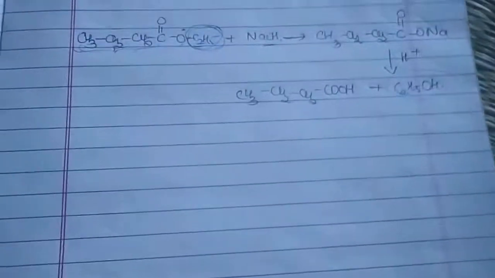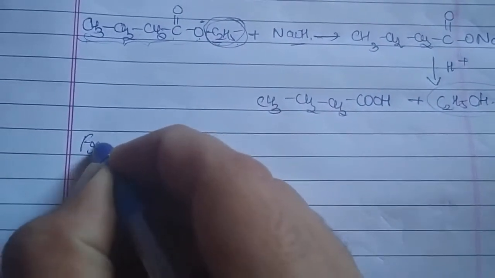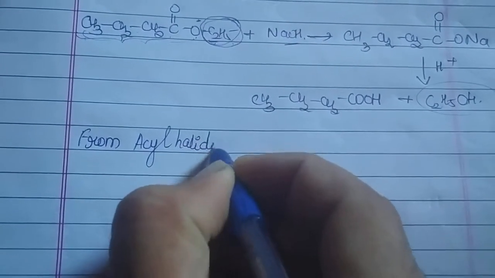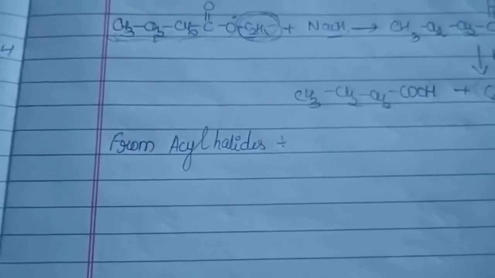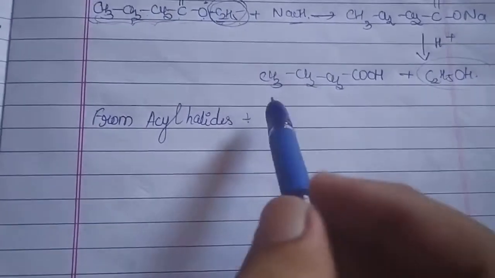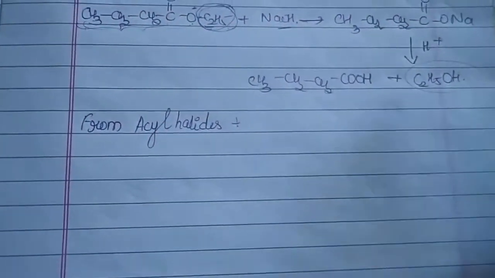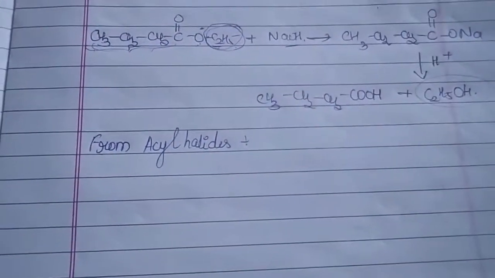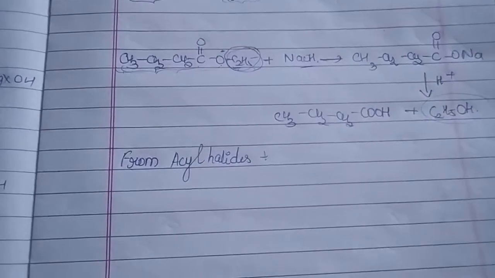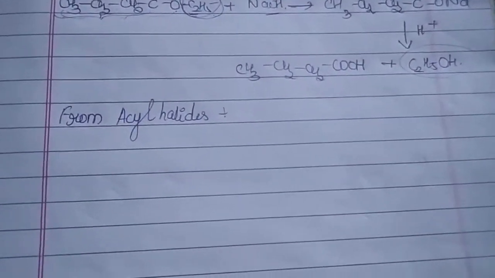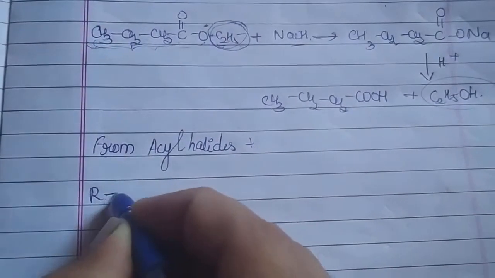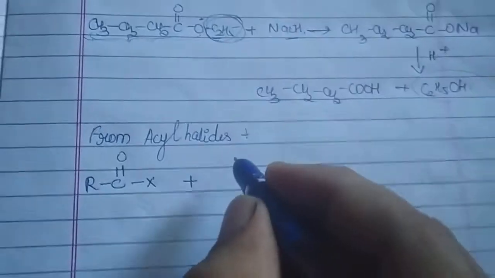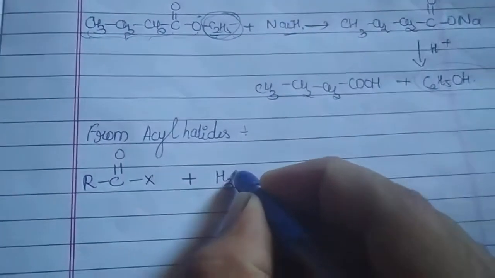So the next important method we are going to see is from acyl halides. That is how one can prepare carboxylic acids from acyl halides. So guys, this is also a simple reaction. If you have come to know how one can prepare a carboxylic acid from esters, you will easily come to know how you can prepare a carboxylic acid from acyl halides. It is the same protocol as we have followed earlier. So of course, the general representation of acyl halides is what? RC(=O)X. So remember, whenever your acyl halide is directly acid hydrolyzed, what is it?